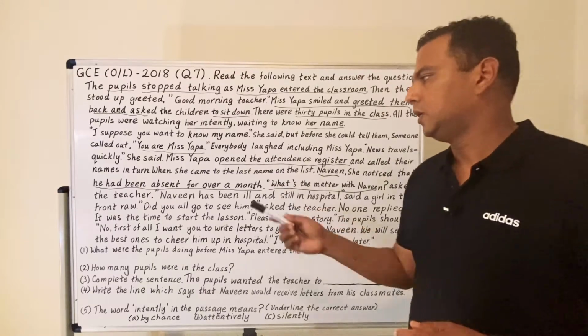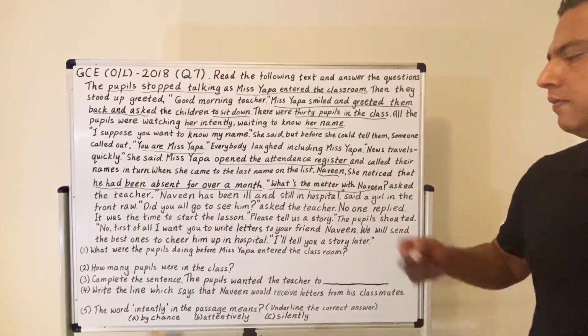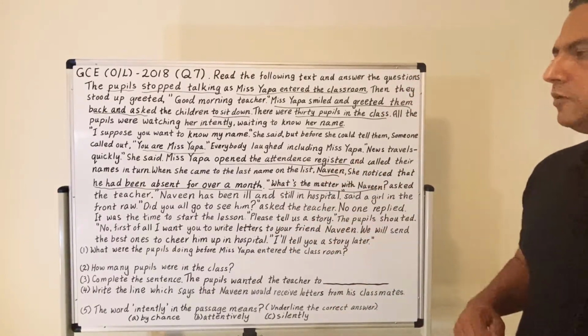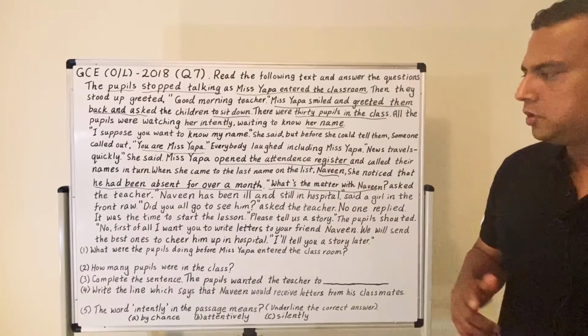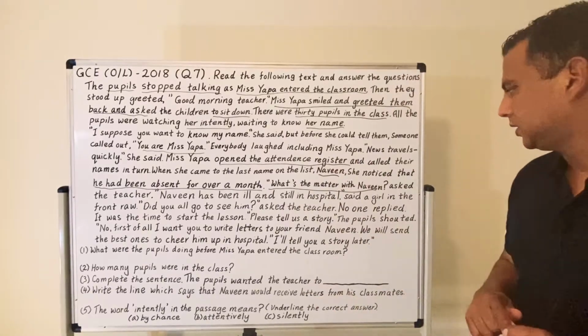So that's why actually you have a name called Naveen and also a girl answering from the front row. It shows you have both genders in this school.